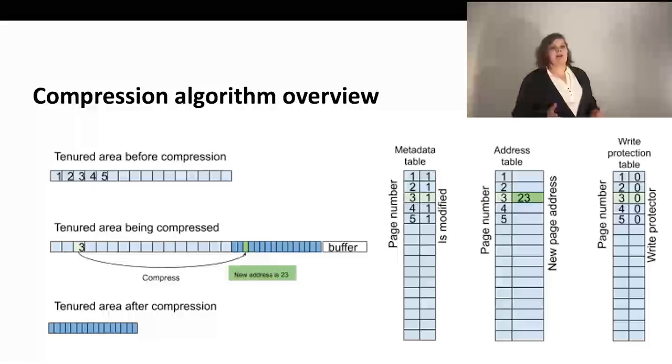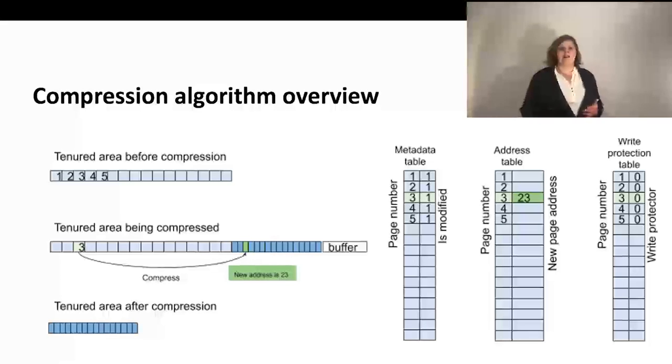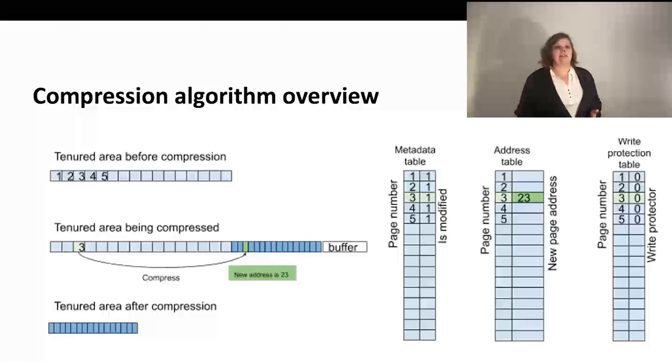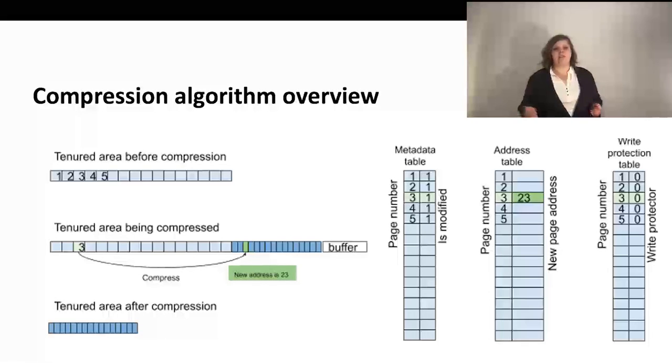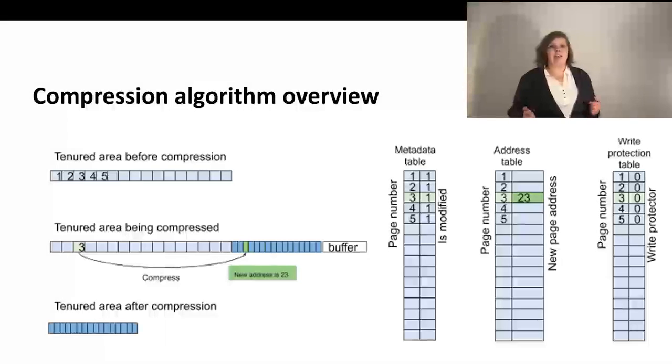In order to determine whether the current page is compressed or not, we will need a metadata table. For every page in the tenured area, we have one bit in the metadata table saying whether the page is compressed or not. This allows fast checks for uncompressed pages, with the access time big O of 1. If the page address is modified, we need to look in another table called the address table in order to find the new address. This table contains all the new page addresses.